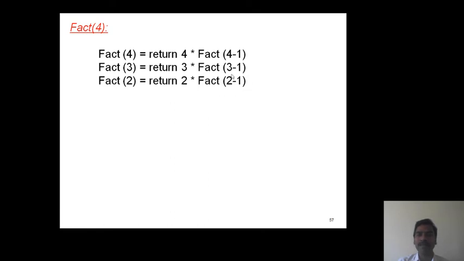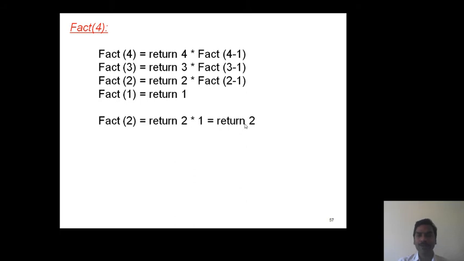Now we calculate fact of 1 value. So fact of 1, now 1 equivalent to 1, true. Hence the base condition will be executed, like return 1. Now when this base condition is executed, this 1 value is substituted at this location. Hence, fact of 2 equivalent to return 2 into 1 value.